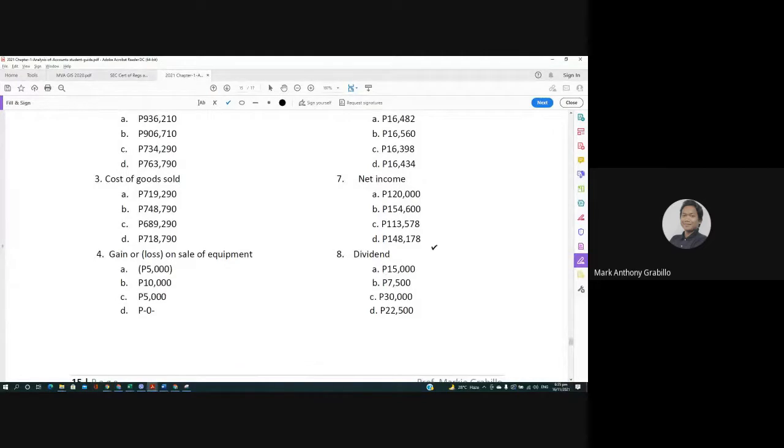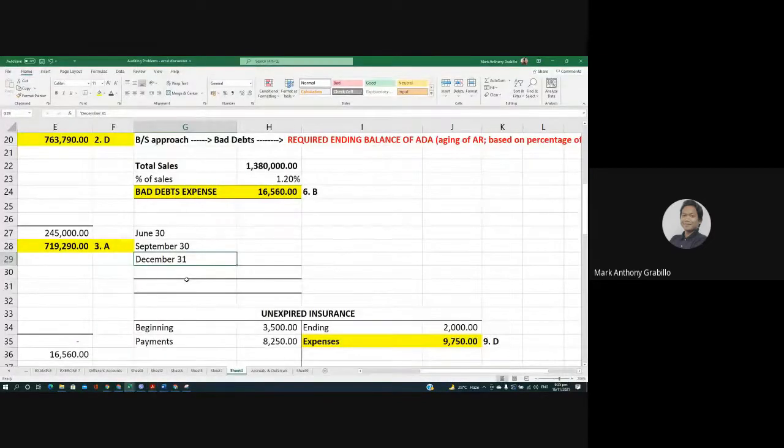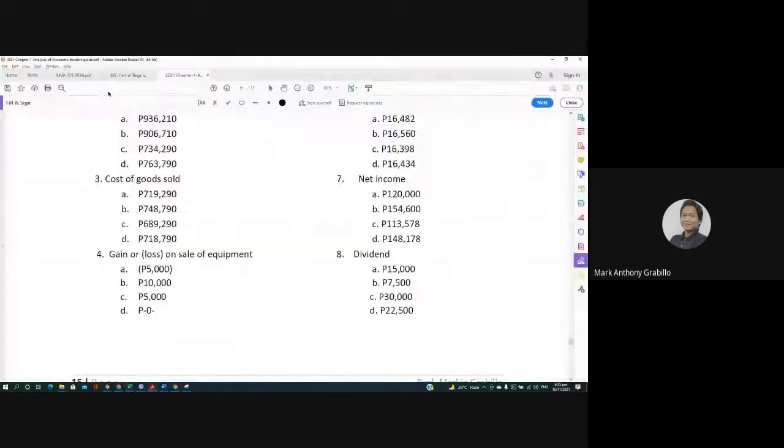What are we looking for? Dividend. When we say dividend, that means the total dividends declared. The problem only said dividend, not dividends payable. What the problem is looking for is dividends declared, not dividends payable. If it were dividends payable, our computation would be different, but when it is just dividend, it means dividends declared.